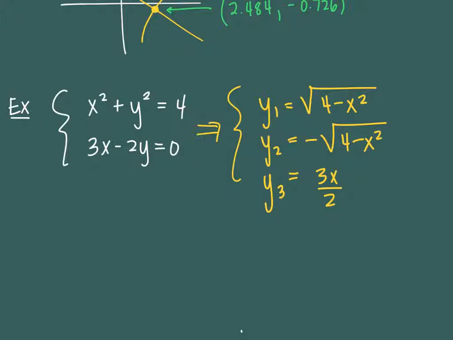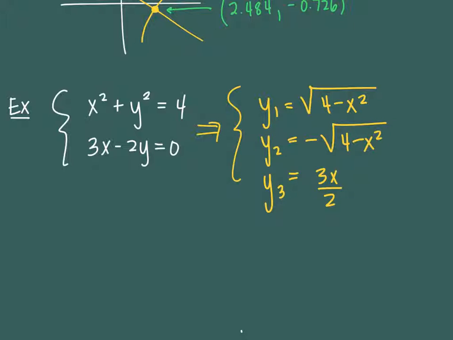So the positive square root of 4 minus x squared, the negative square root of 4 minus x squared, and then the other one is just 3x over 2. Okay. All right, so we get a semicircle on the top and a semicircle on the bottom and a line that intersects through both of them. Okay? Not looking like that, Daniel?